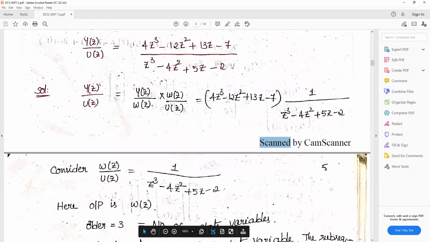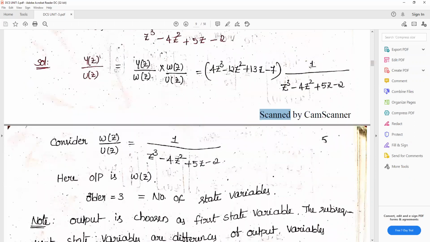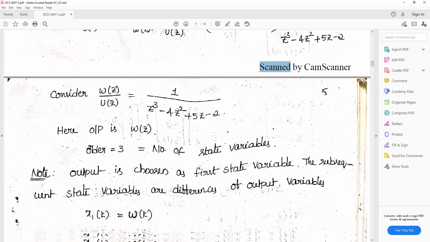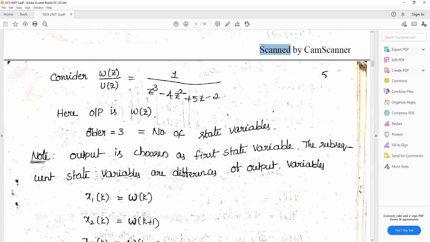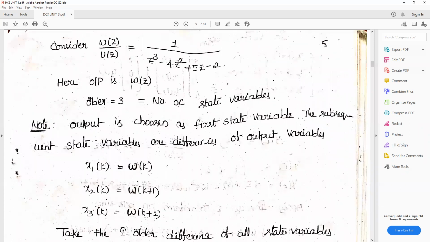So first, 1 by z power 3 minus 4z square plus 5z minus 2 is w of z by u of z. So the order of the system is z power 3, so the number of state variables is also 3. The output is chosen as the first state variable. The subsequent state variables are differences of the output variable.